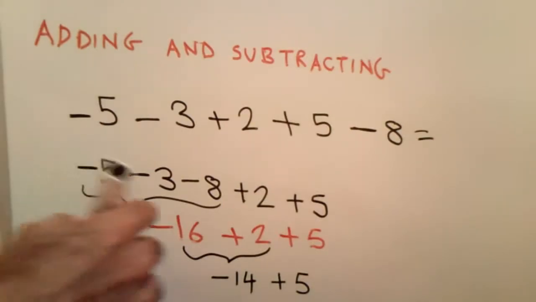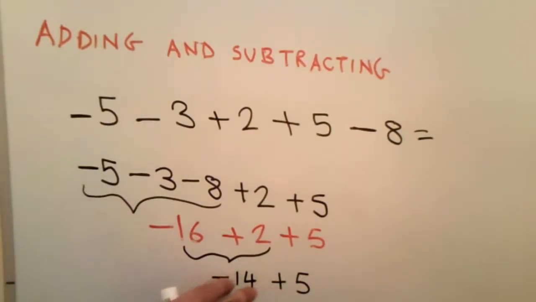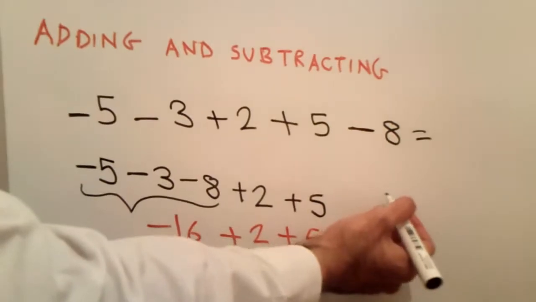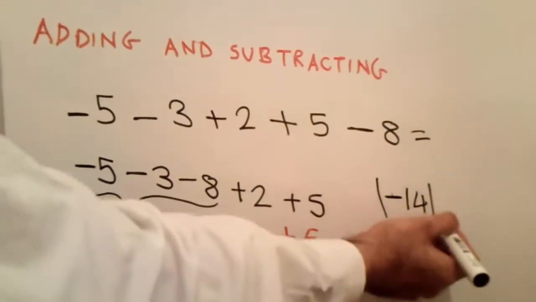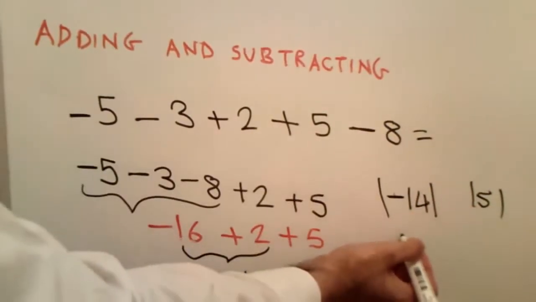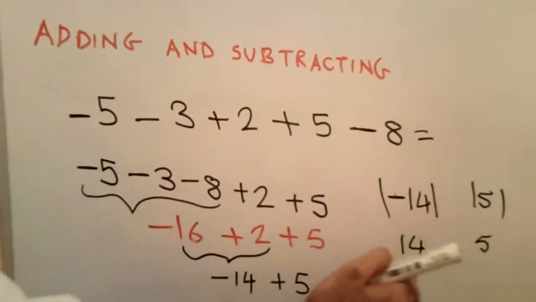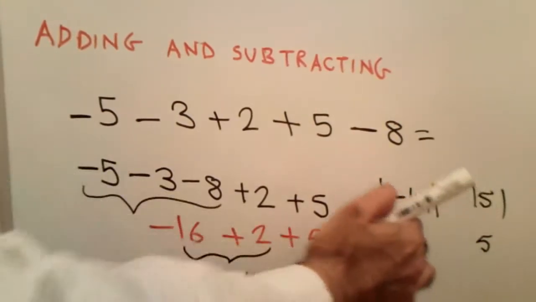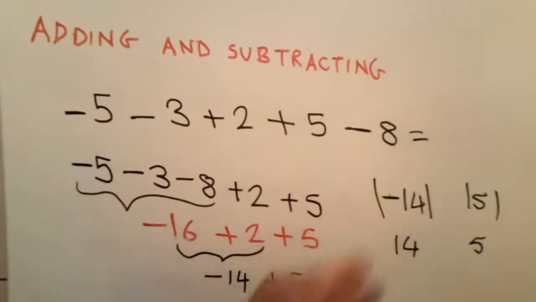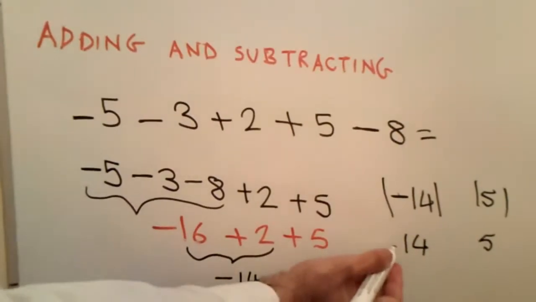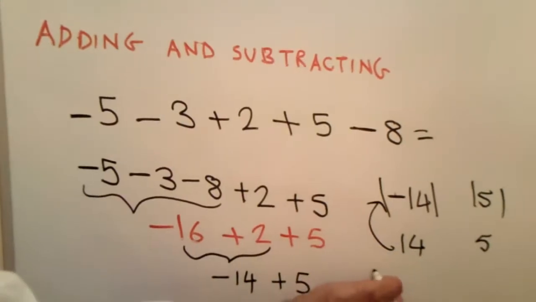So again, the signs are different. We've got a negative and a positive. So we take away the smaller from the bigger after we've done the absolute value. So negative 14 absolute value and 5 absolute value becomes 14 and 5. So it's 14 take away 5, which is basically 9. And we keep the sign of the larger value, so the answer is negative 9.